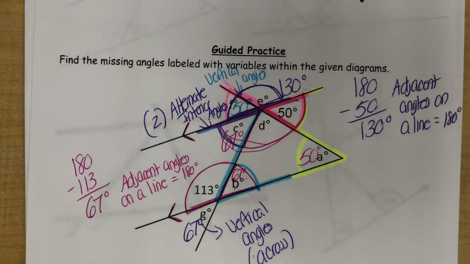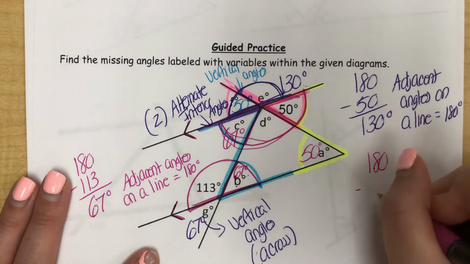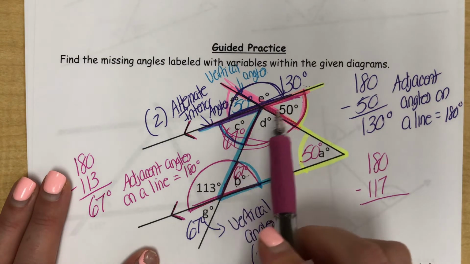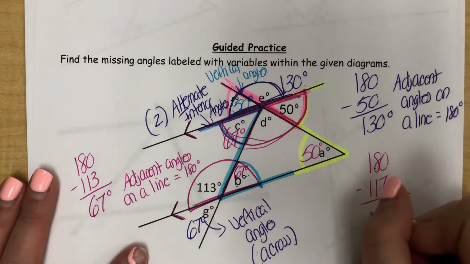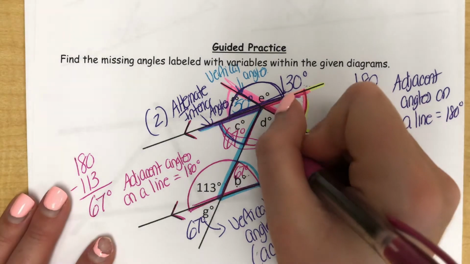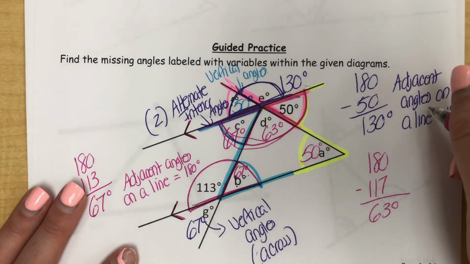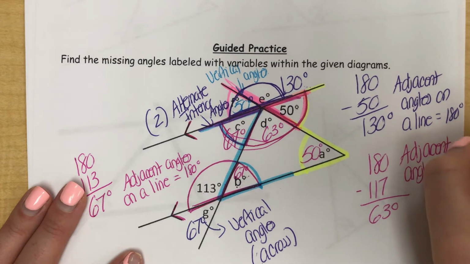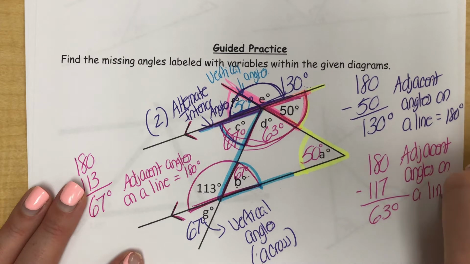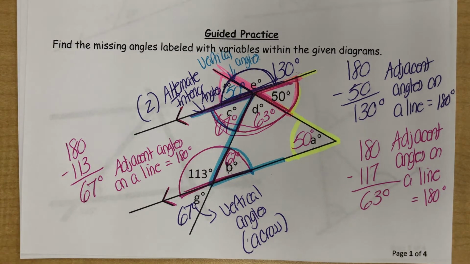I'm now going to take 180 degrees for my entire line and subtract out 117 degrees, because those are the two angles that I already have. When I subtract away, I'm left with 63 degrees, so I know that angle D is 63 degrees. And again, I'm getting this because of the same reason up top: adjacent angles on a line equal 180 degrees.